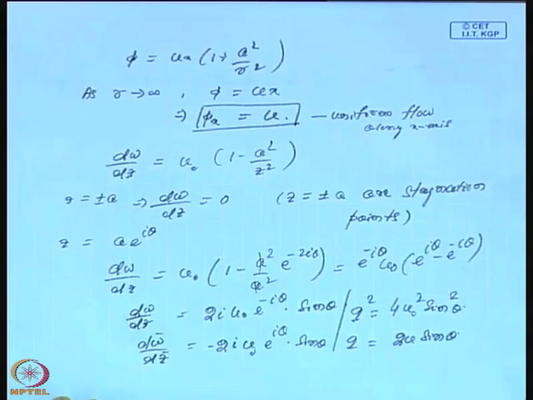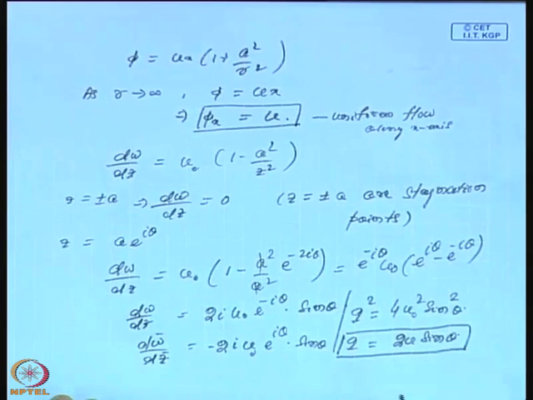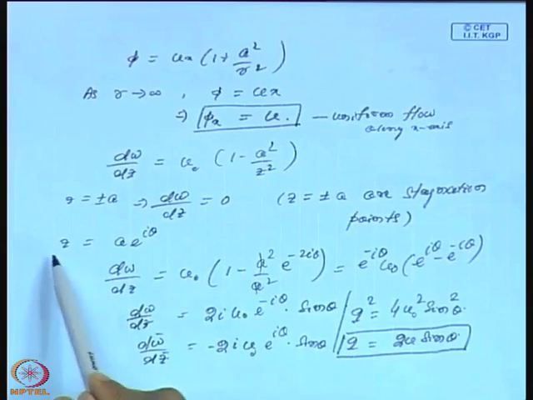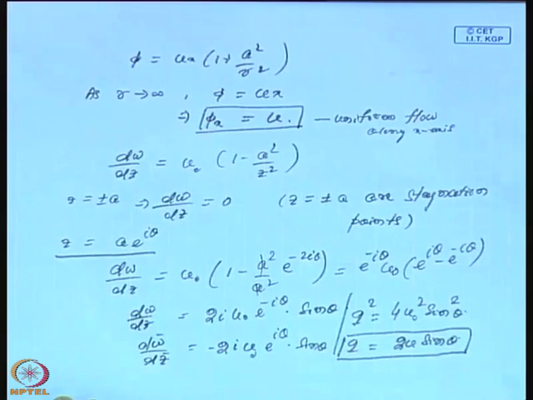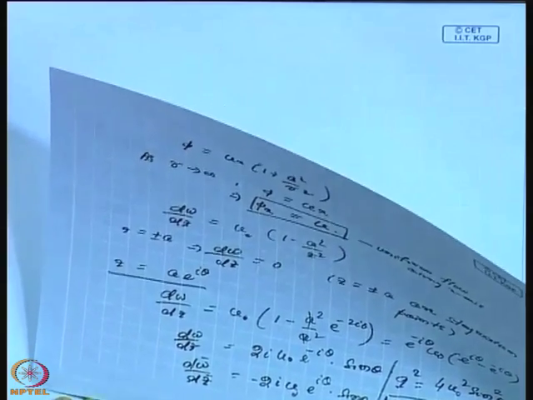That means if I have a cylinder, because I am dealing with a 2-dimensional flow, one cross section of the cylinder I am considering. So if on the boundary of the cylinder z is equal to a e to the power i theta, my q becomes this. And if you remember what happened in the case of a uniform flow past a cylinder, when we worked it out, we saw that on the boundary of the cylinder q is equal to 2 u sin theta.